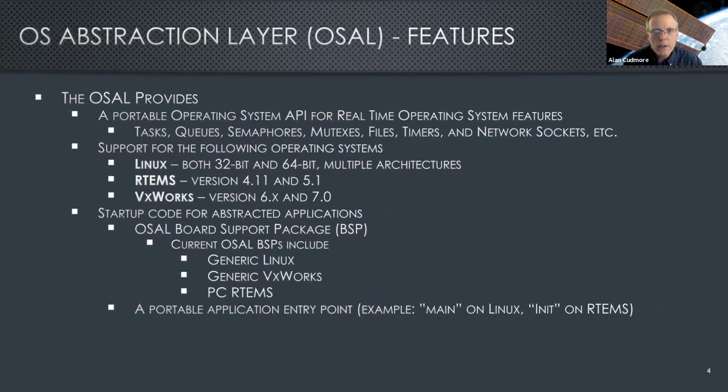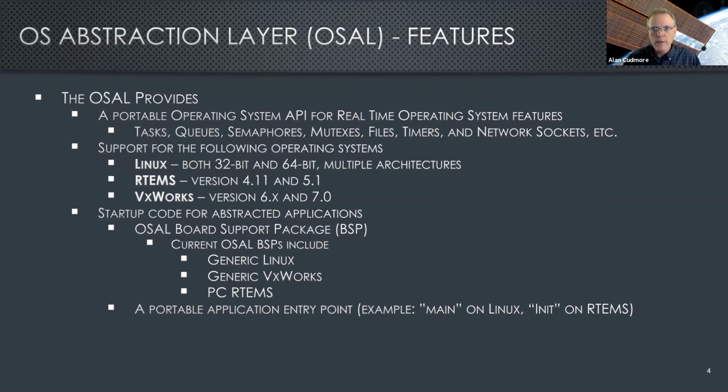Okay, so let's get into a little more of the details about the OS abstraction layer, or OSAL. The OSAL provides a portable operating system API for real-time and general-purpose operating system features. The OSAL abstracts services such as tasks, queues, semaphores, mutexes, files, timers, and network sockets. Pretty much everything we need or could possibly need to run something like CFS.